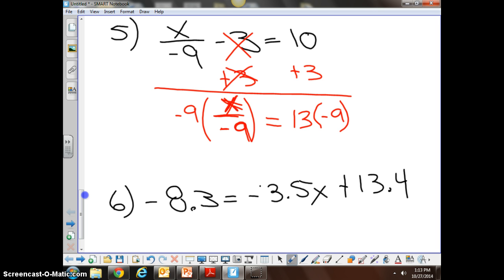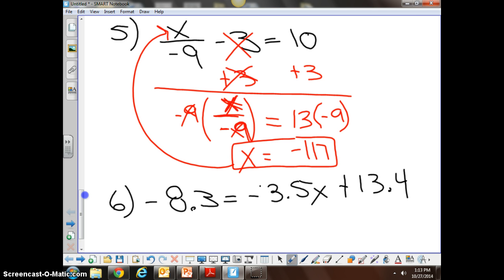X, because these guys cancel each other out. You got negative 9 over negative 9. Yep. So we've got x equals negative 117. What do smart people do, Justin? Check their answer. We go all the way back to the original. Is negative 117 divided by negative 9 minus 3 equal to 10, Justin?